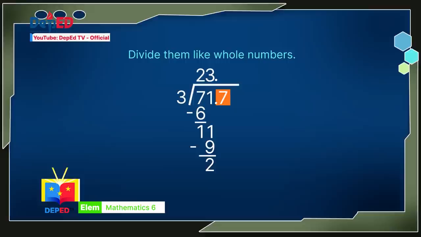After that, divide 27 by 3, getting a quotient of 9. 9 times 3 is 27. 27 minus 27 is equal to 0. Since we don't have a digit left on the dividend to bring down and there is no remainder, we have finally arrived at our quotient, which is 23 and 9 tenths.